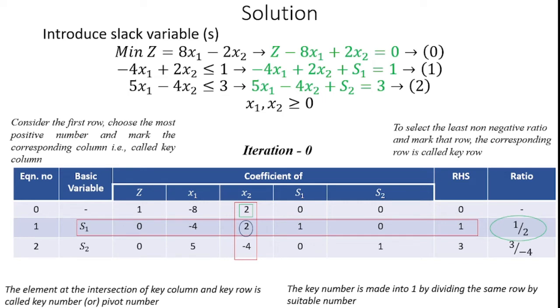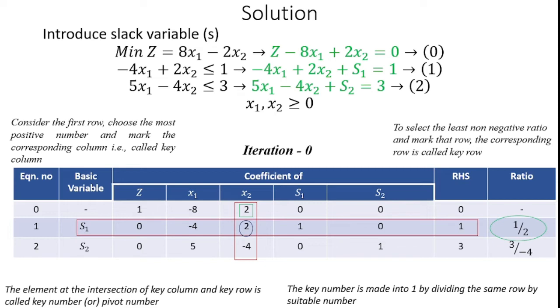What about the next step? The step starts with the identification of the key column. How can I identify the key column? In this table, I consider the first row. From this first row, I choose the most positive number. Here you see 1, minus 8, 2, 0, 0, 0 available. From these values, which one is most positive? 2 is the most positive. So I place a green square box for 2. This corresponding column is named the key column. Likewise, you may identify the key column for the iteration 0 table.